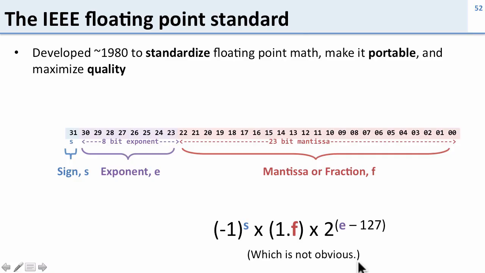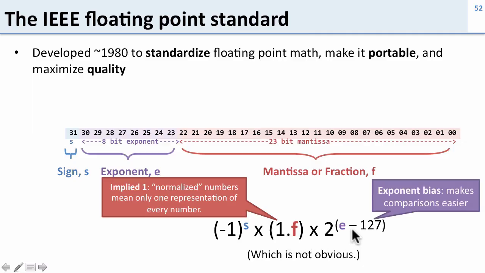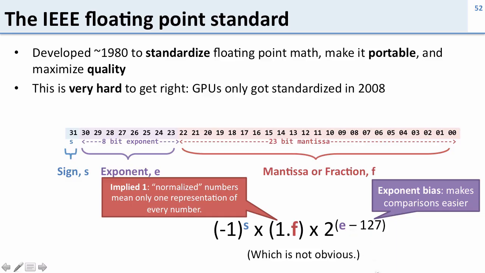So this is not obvious, and this is why I say this was about maximizing quality. Making a good floating point standard that works well is not easy, and so they wanted to have a standard one. So the two things to note here is this 1. This is a normalized number, and by putting in this 1 here, it means we only have one way to represent every number. We'll see that in a minute. This over here is an exponent bias. So the exponent here is not a signed number, it's an unsigned number, and we get negative and positive by having a bias in here. And this way of representing the bias just makes it easier to build circuits that compare numbers.